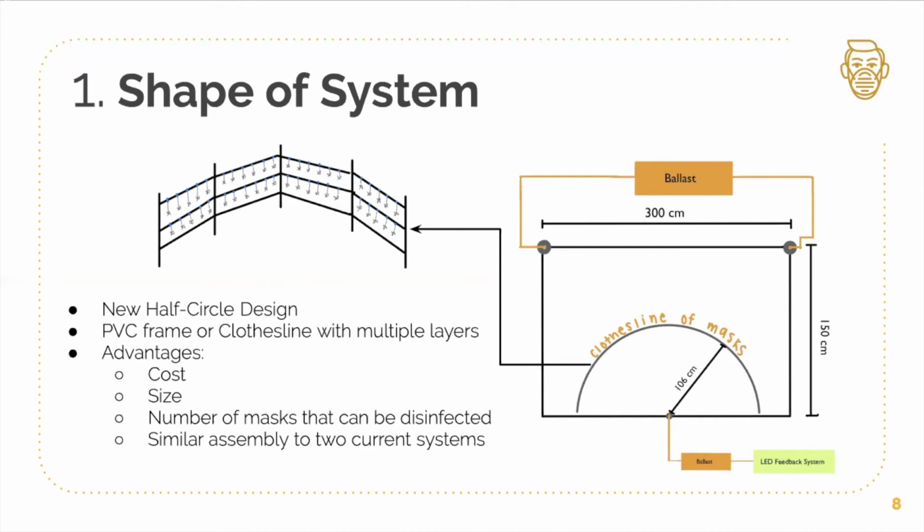This shape change would decrease costs by using fewer lamps and ballasts and would cut the size of the circular system in half, all while using a similar assembly to the 2 current models and maintaining the number of masks that can be cleaned per cycle.